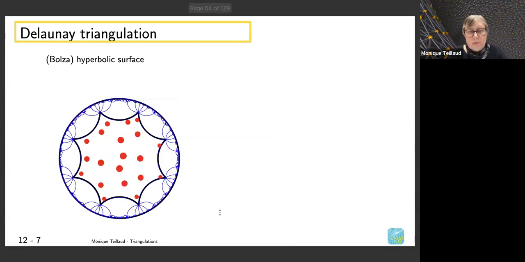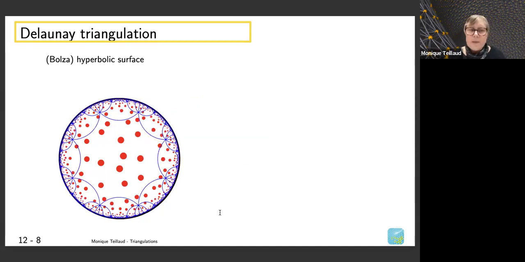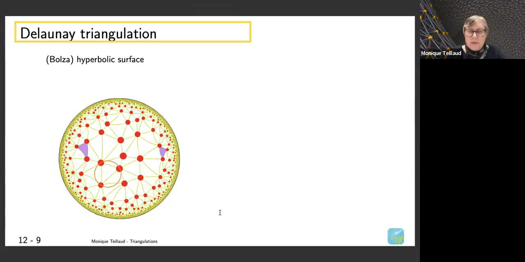Okay, so what is the Delaunay triangulation in this case? So you have points on the surface. Here I draw those points in the universal covering space. So you have those points in the octagon. So you have infinitely many points in the universal covering space given by the orbits under G of all those points. So you have an infinite triangulation.